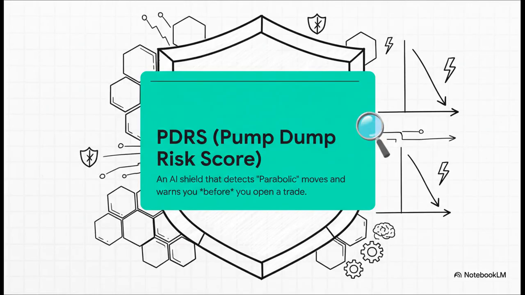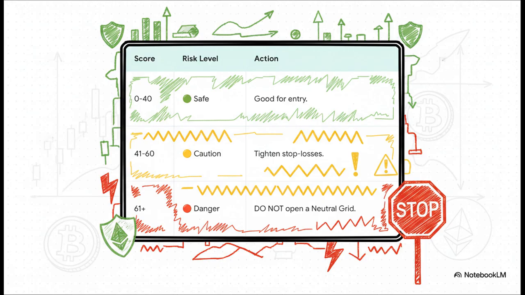And that's where the PDRS, the Pump Dump Risk Score, comes in. Think of it like an early warning system for your portfolio. It's an AI shield trained specifically to recognize the dangerous DNA of a parabolic move, and it warns you before you can make that huge, costly mistake. And using it could not be any easier. It just gives you a simple score, 0 to 100, and it's color-coded.